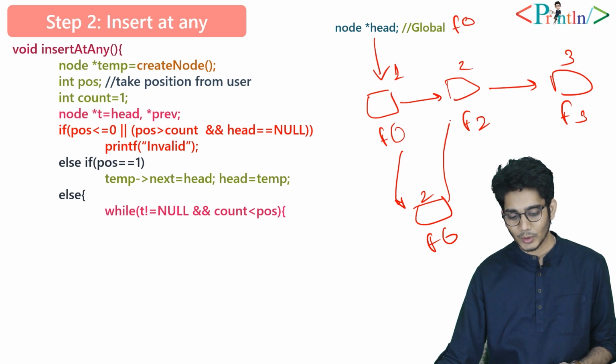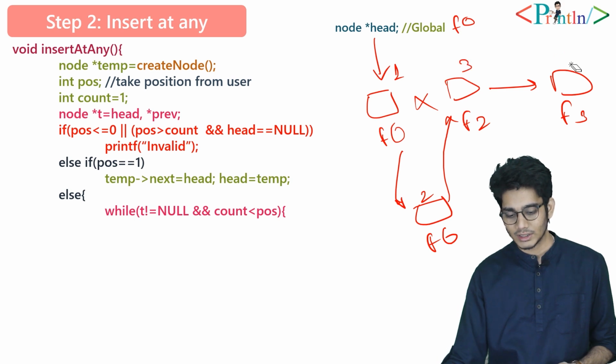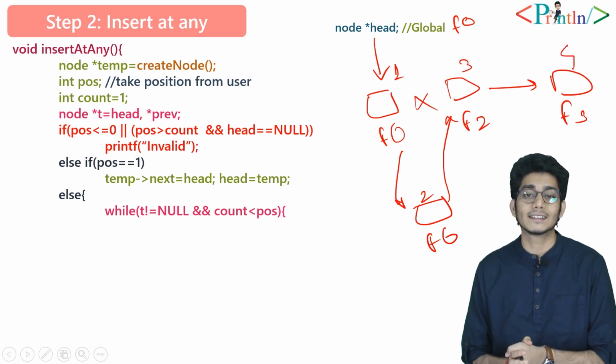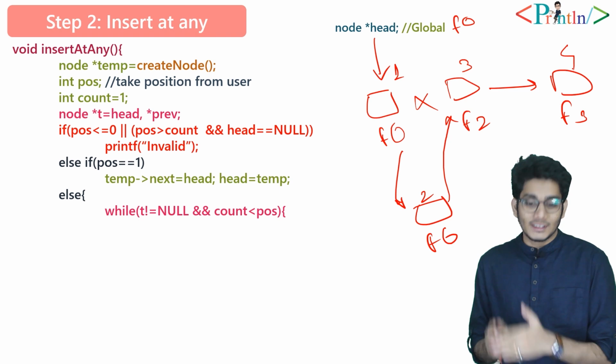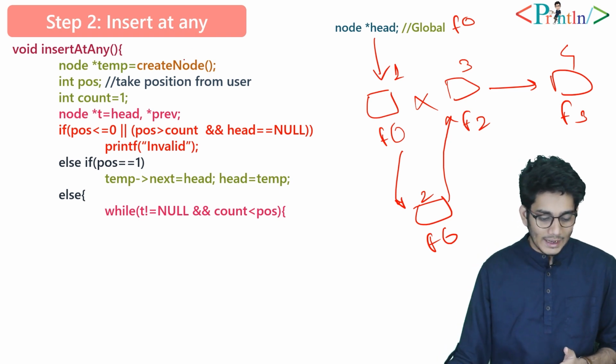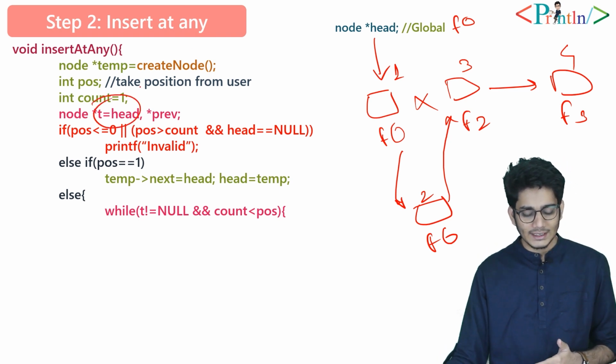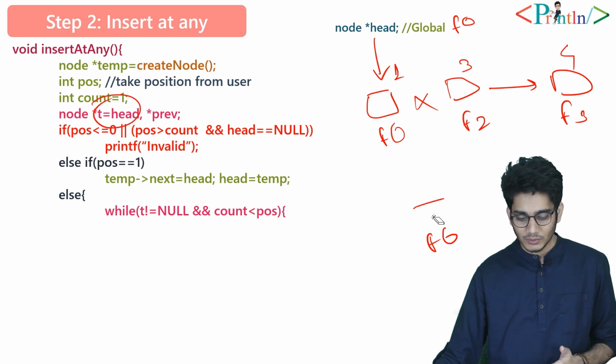Then f6 will be pointing to f2. This connection will be terminated. So then it will be third block, it will be fourth block. So this is the thing that we have to implement. So for this, what we have to do at first, as you can see that we have assigned t as head. So let me remove all these things.